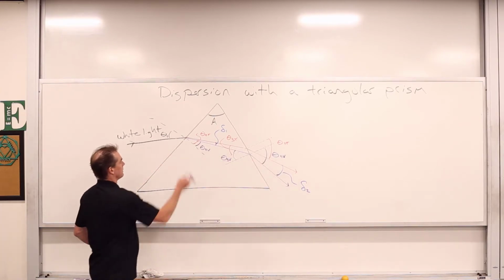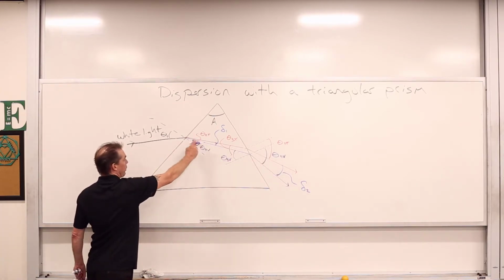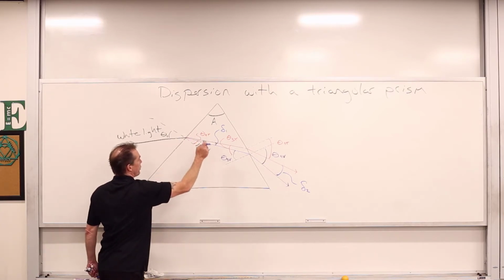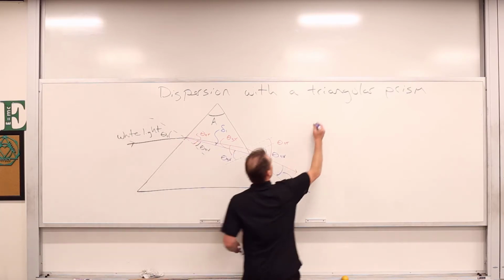And what do we know? Well, delta 1 is just going to be the difference of those two angles. We've got theta 2 red minus theta 2 violet.